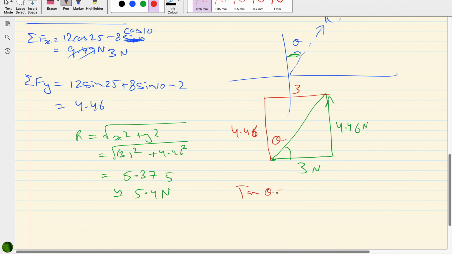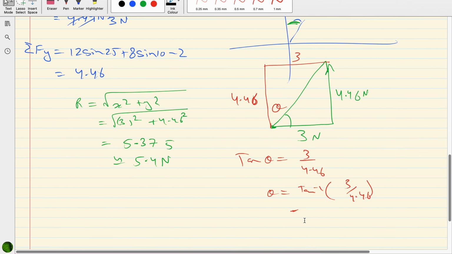So tan theta is perpendicular over adjacent, and tan inverse of 3 by 4.46 you get 33.9 degrees. So there were two requirements, the resultant, here it is, and the direction theta. This is the answer.